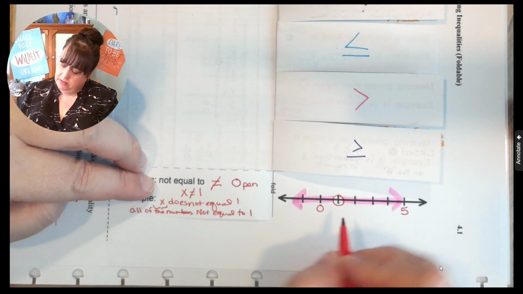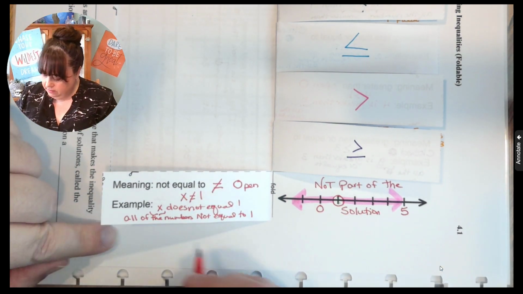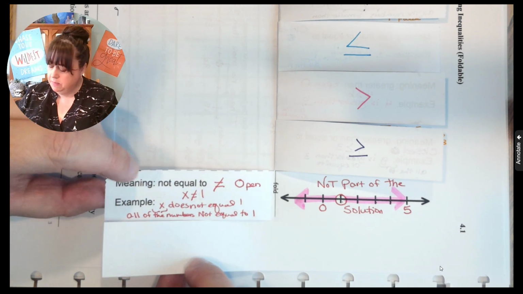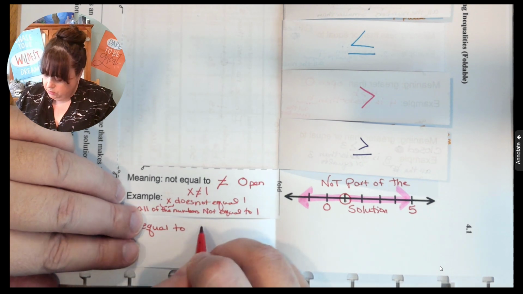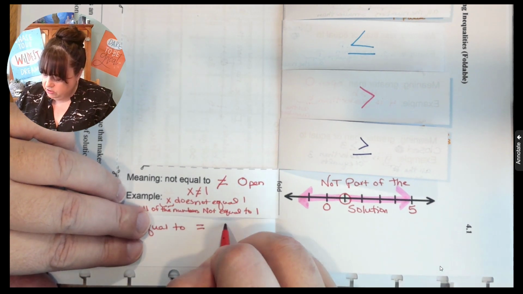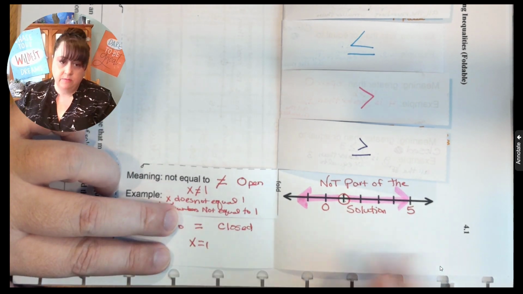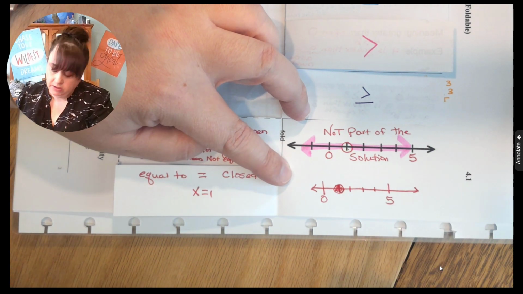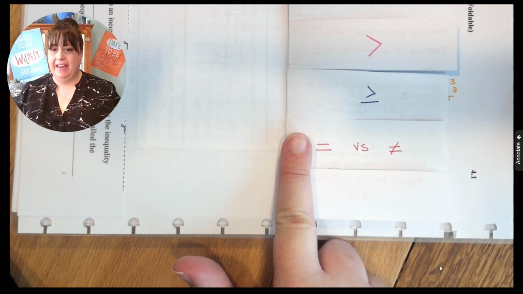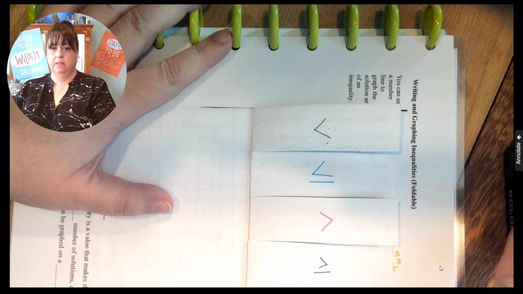So this is not part of the solution. Even though we don't have a tab for it, I cut this one into a tab. And we're going to make this one equal to, which looks like this, which is closed. And we're going to make it x equals 1. And that's the only thing that happens. And it is part of the solution. So that is all of our inequality signs in one place and what they mean.